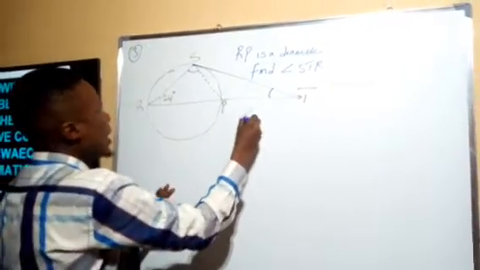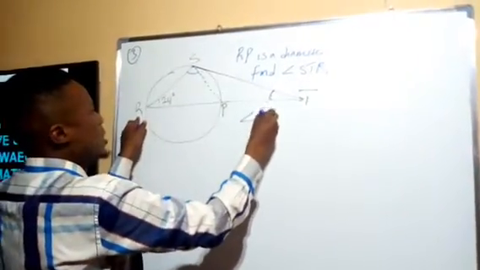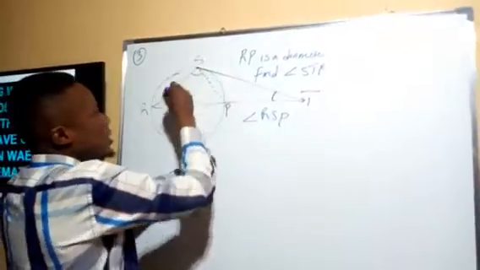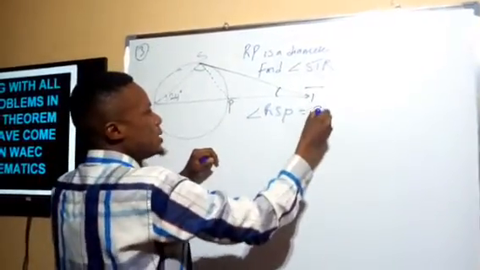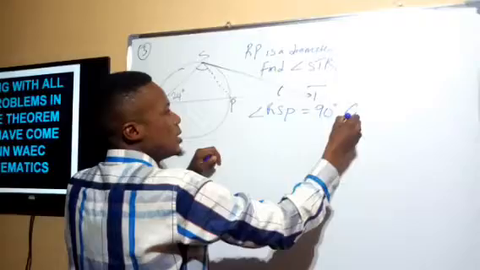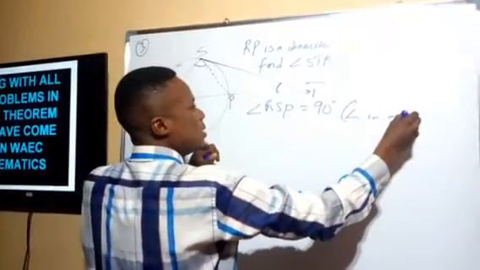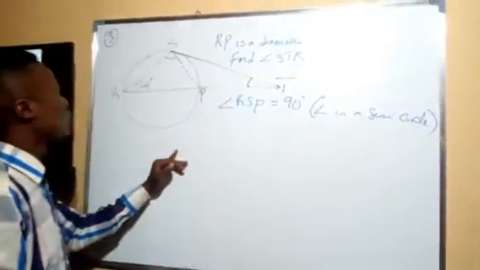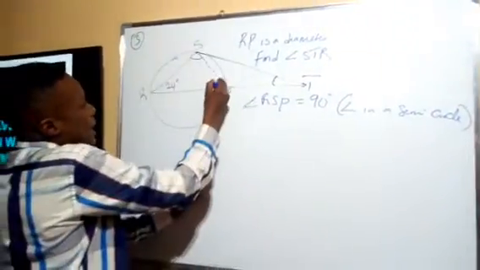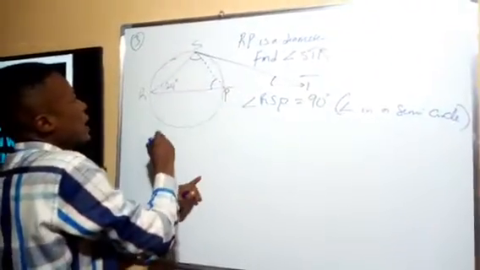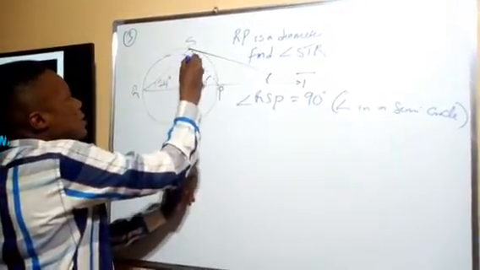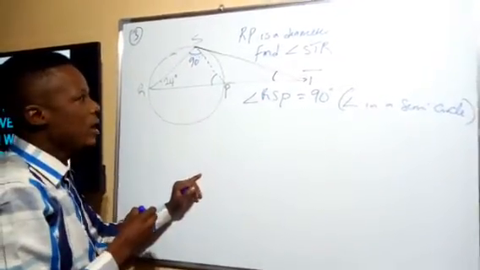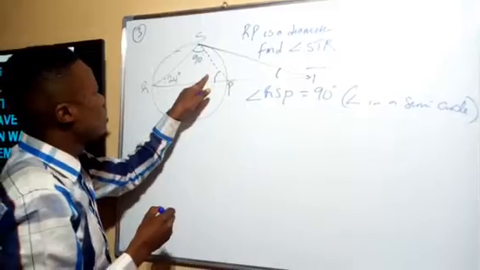Hence, angle RSP, this angle here, is equal to 90 degrees. Reason: angle in a semicircle. Angle in a semicircle is 90 degrees. So I can get the angle here because in the triangle, I now know that here is 90 degrees. Okay, so it's now easy to get this angle.